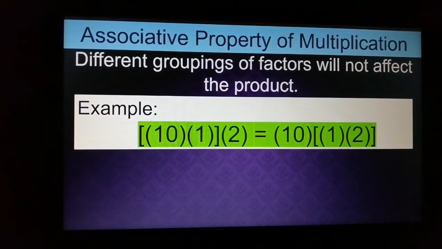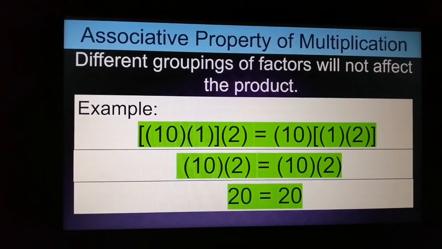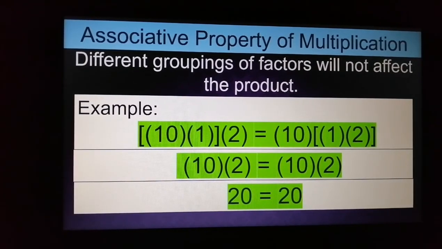Let's have this example. The quantity of 10 times 1 times 2 is equal to 10 times the quantity of 1 times 2. Ang magkasama naman ay si 10 and 1 at sa kabilang side ay si 1 and 2. So, what is 10 times 1? So, of course, it is 10. 10 times 2 is equal to 10, then 1 times 2 is 2. So, what is 10 times 2? Okay, so it is 20. What is 10 times 2? Yes, it is also 20. They have the same answer. Ang galing, di ba?